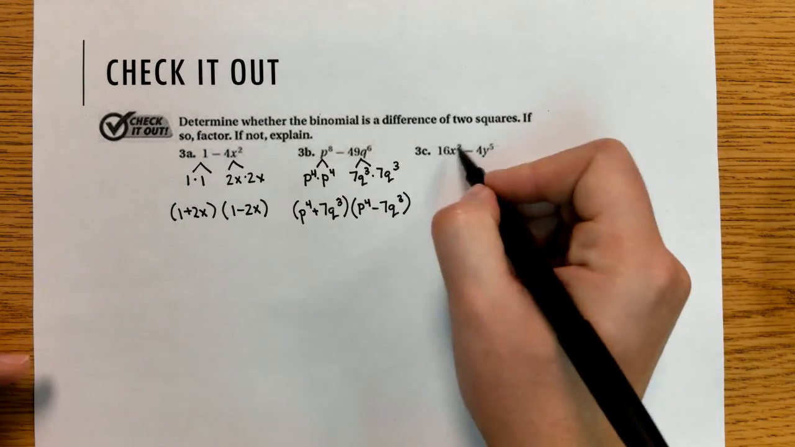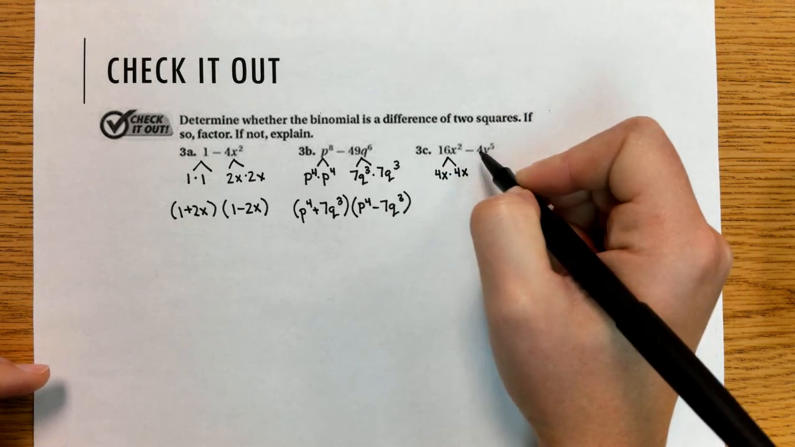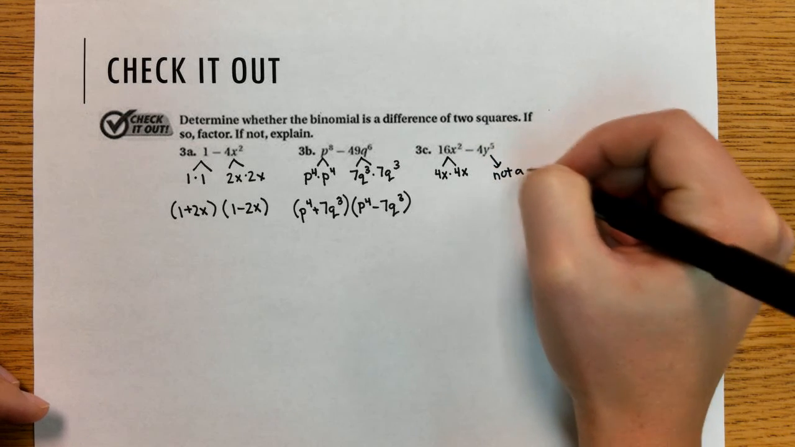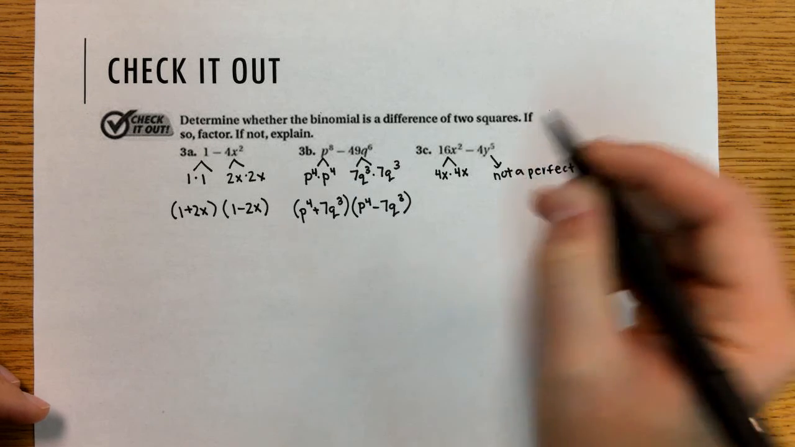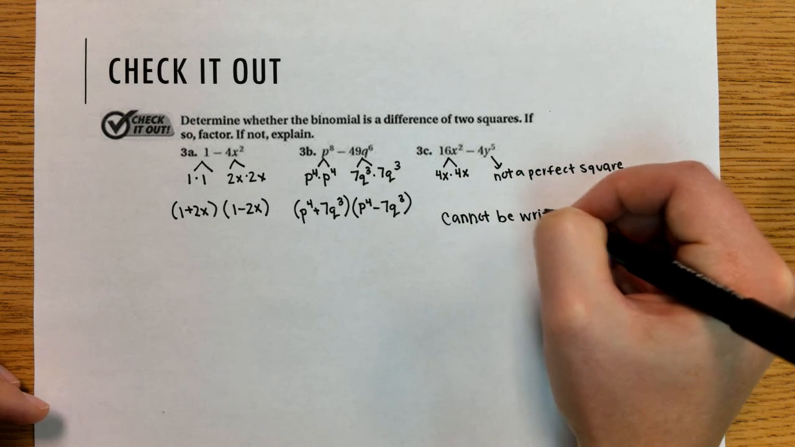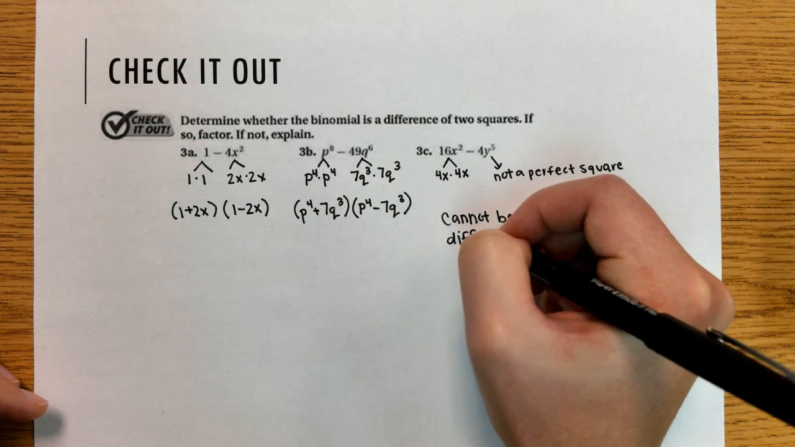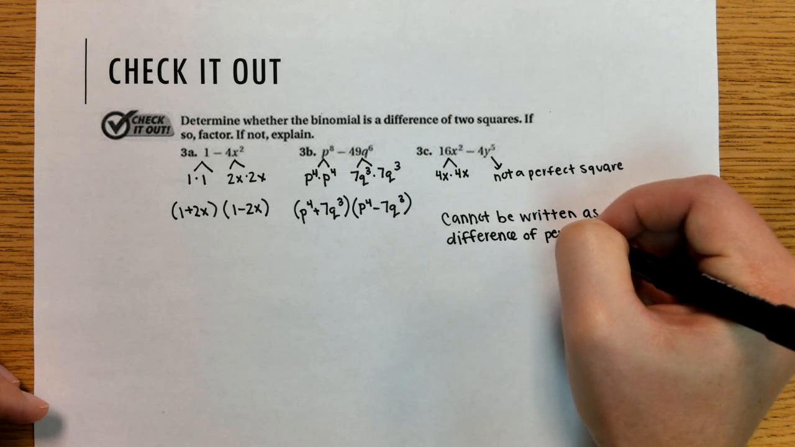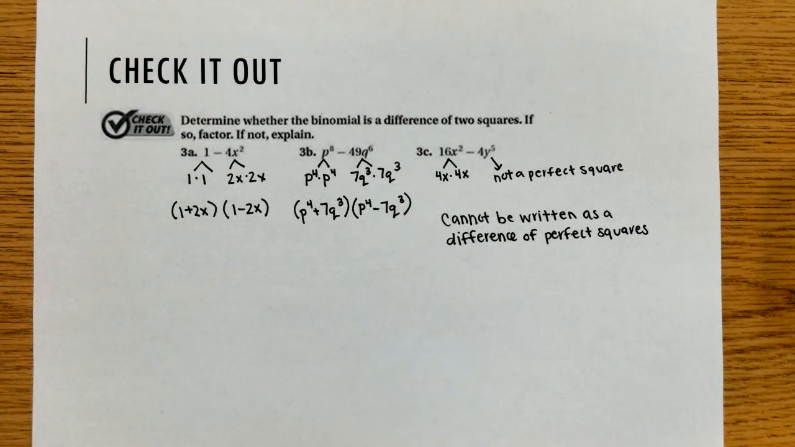Last one, 16x squared can be rewritten as 4x times 4x. And then y to the 5th is not a perfect square. So this one cannot be written as a difference of perfect squares. So that is how you solve those check it out problems.